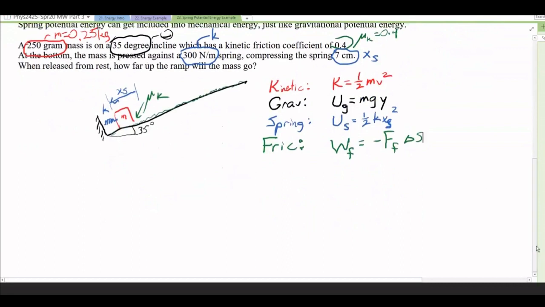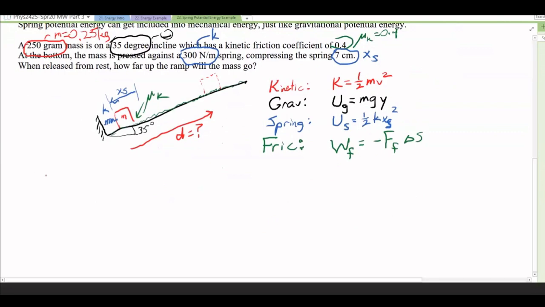So let's see what we can calculate. So eventually this box is going to get up to this point here, and that distance it travels is our ultimate goal. We want to know the value of that distance.